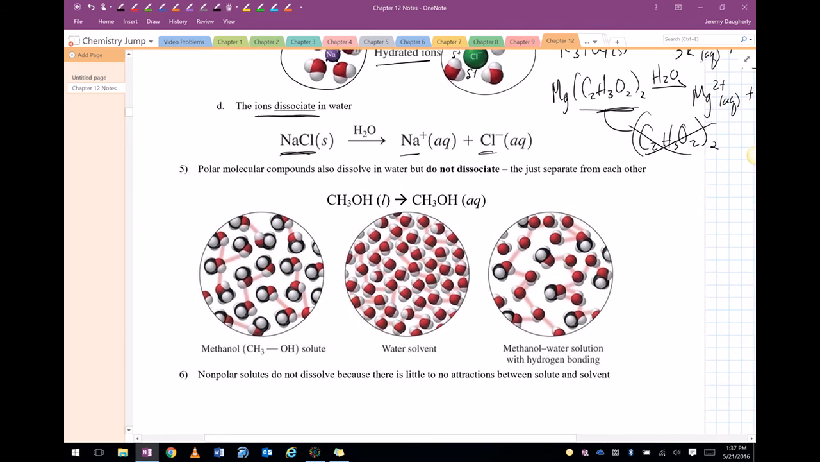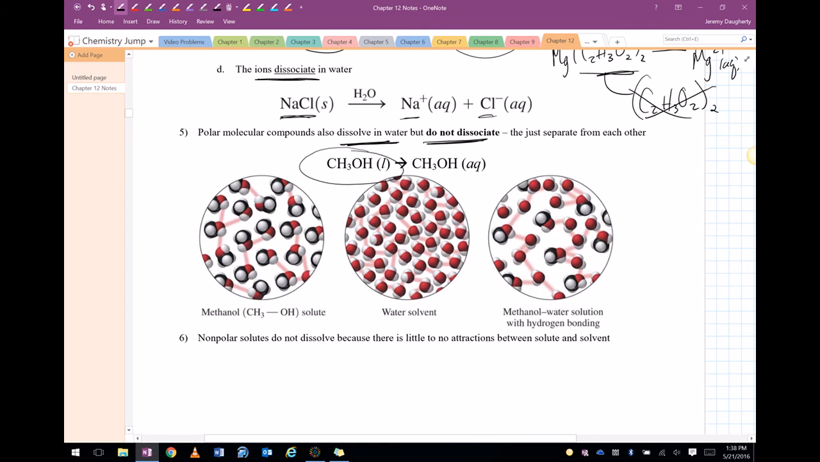Now, polar molecules, they will dissolve in water, but they do not dissociate. And the reason why is because they are not made of ions. Okay? So here's methanol. Methanol is not made up of ions, so it can't break up into ions. So all it does is become aqueous. They become separated from each other. So here's methanol. Notice we have all these dipole-dipole forces. Those are hydrogen bonds. Here's water with hydrogen bonds. So we separate these from each other, separate these from each other. We slip a solute in between a solvent, and we end up with something like this. Okay, but again, they don't break up into ions. So that's a molecule. That's a covalently bonded molecule.